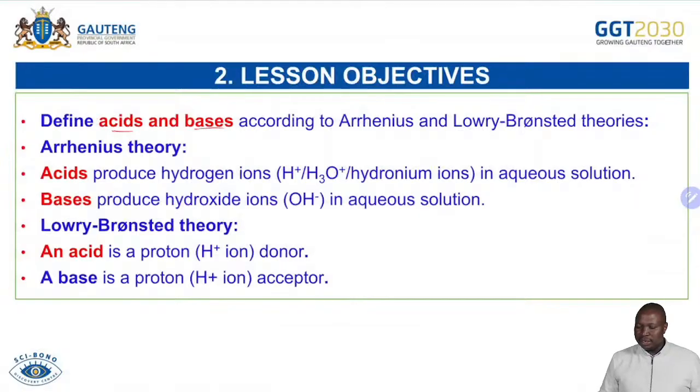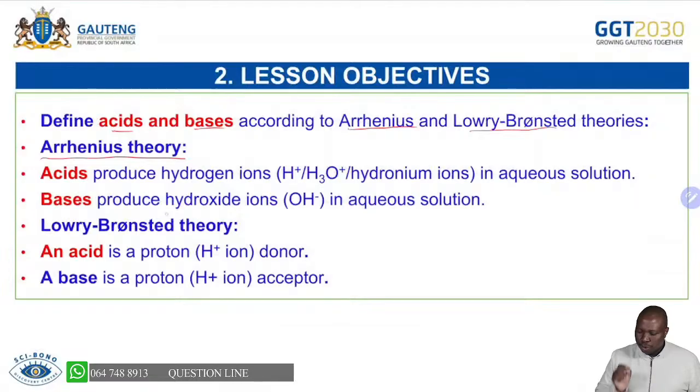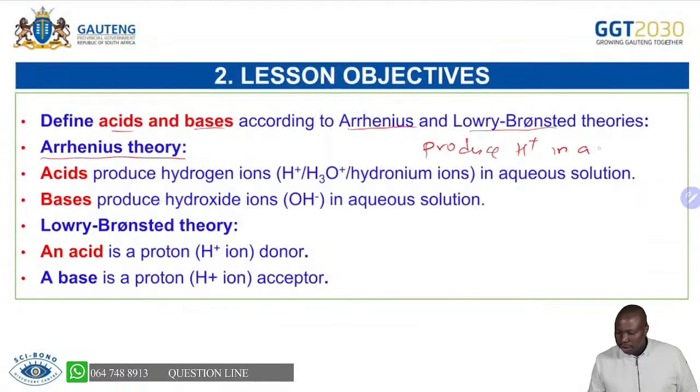acid and a base according to Arrhenius and Lowry. So you must know how to define an acid and a base according to Arrhenius and according to Lowry theories. According to Arrhenius's theory, an acid produces hydrogen ion. So you define an acid by what it produces. It produces hydrogen ion in aqueous solution. That's all we're expecting you to say: an acid produces hydrogen ion in aqueous solution.